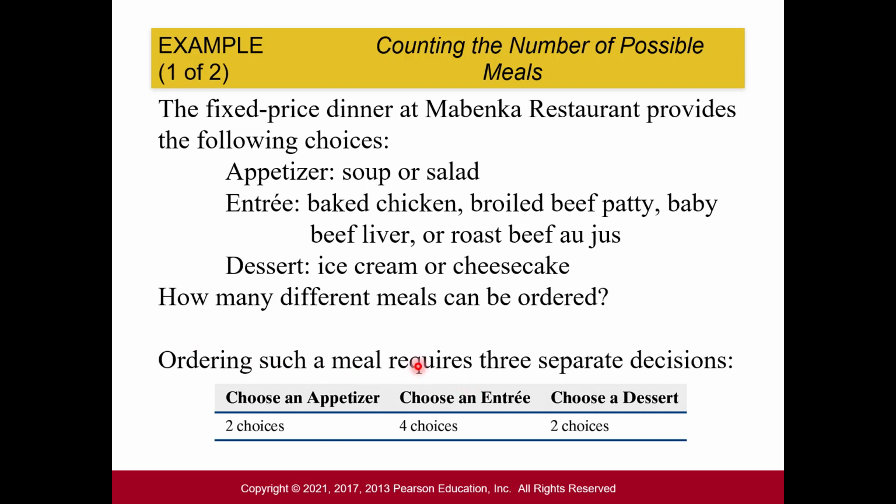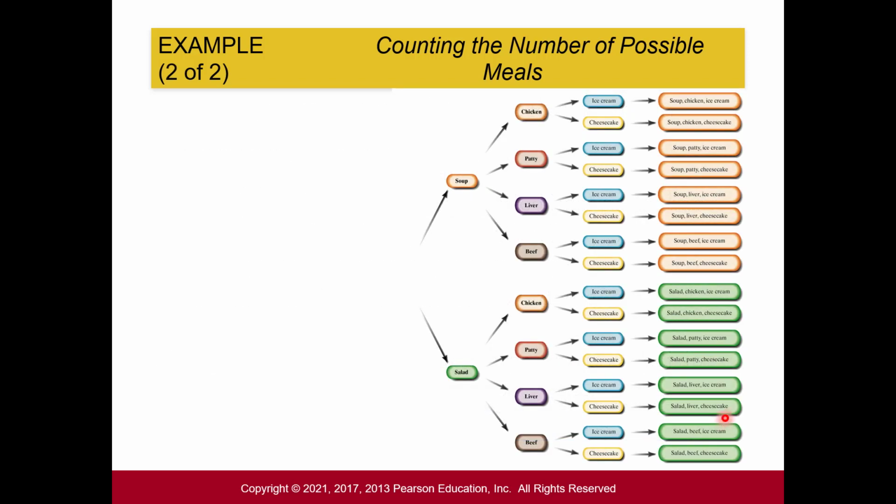So ordering such a meal requires 3 separate decisions. You have to choose an appetizer out of the 2 choices, choose an entree out of the 4, and then choose a dessert out of the 2 choices. Okay, so we have our tree diagram here. The first decision is the appetizer, super salad. Then from there, we can pick any of the 4 entrees. And then from each of the 4 entrees, we have to decide which dessert. And this gives us all of our options over here to the right.